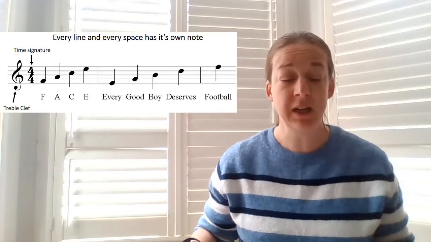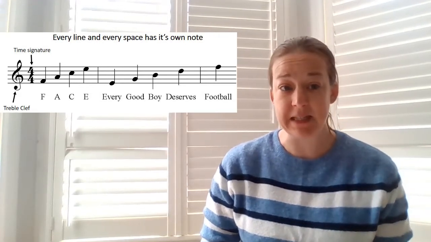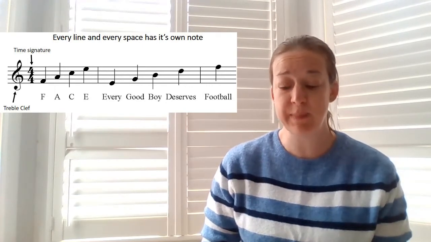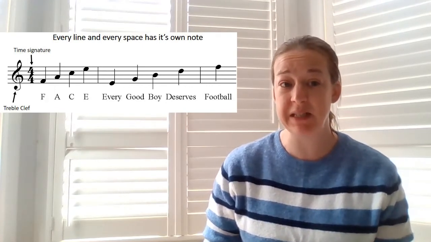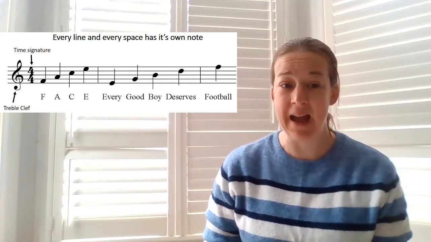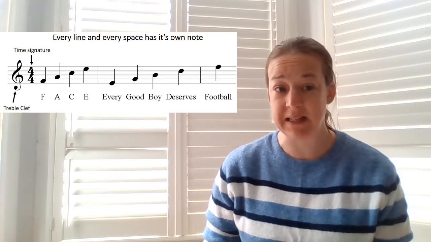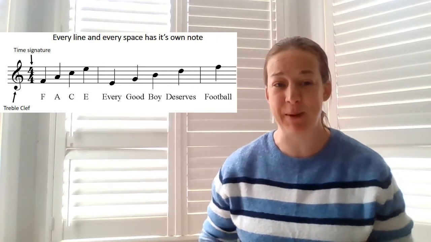So you can see, looking again at our chart, I've started with the notes in the spaces. So those notes in the spaces running from the bottom space to the top space on our stave are F, A, C and E. And that spells out the word face. So that's nice and easy for us to remember.